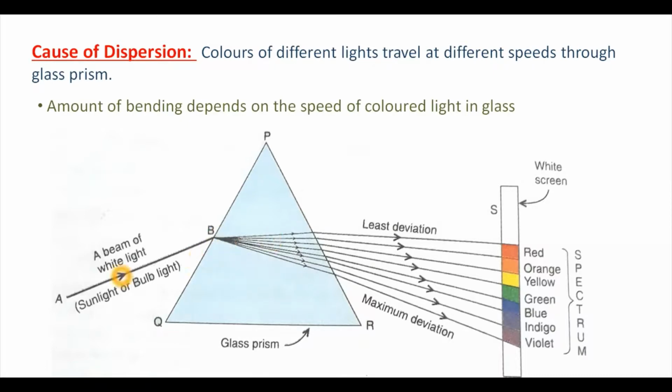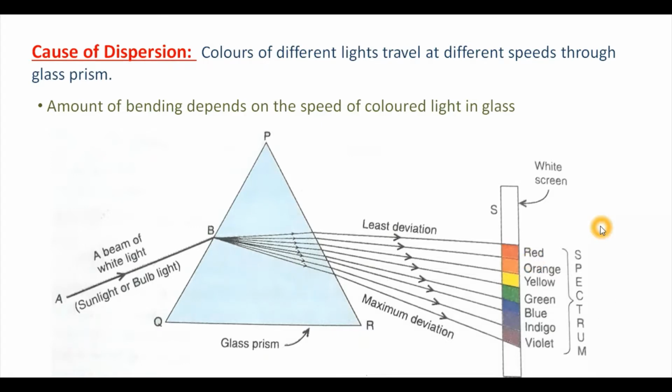That is why when white light consisting of 7 colors falls on a glass prism, each color is deviated by a different angle. You can see here, they are bending by different angles, okay? And as a result, the 7 colors are spread out to form a spectrum. These are the 7 colors, this is the spectrum, okay?